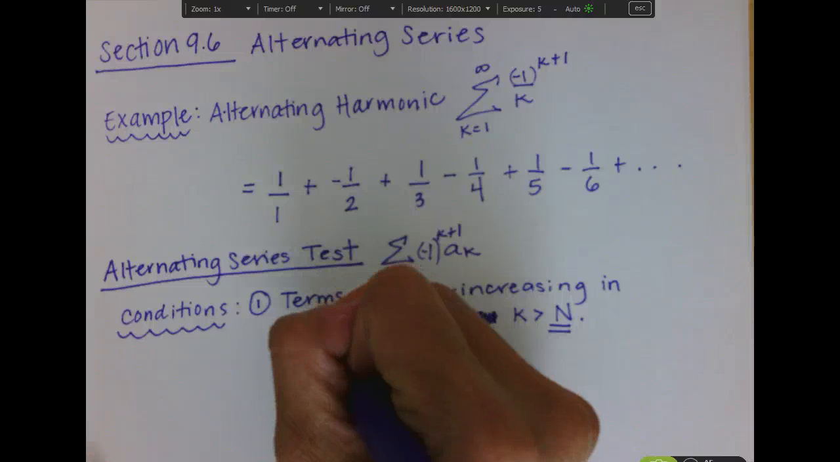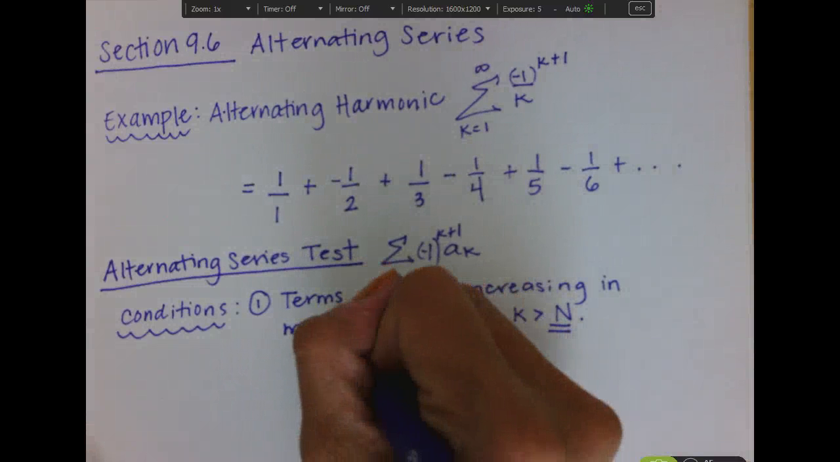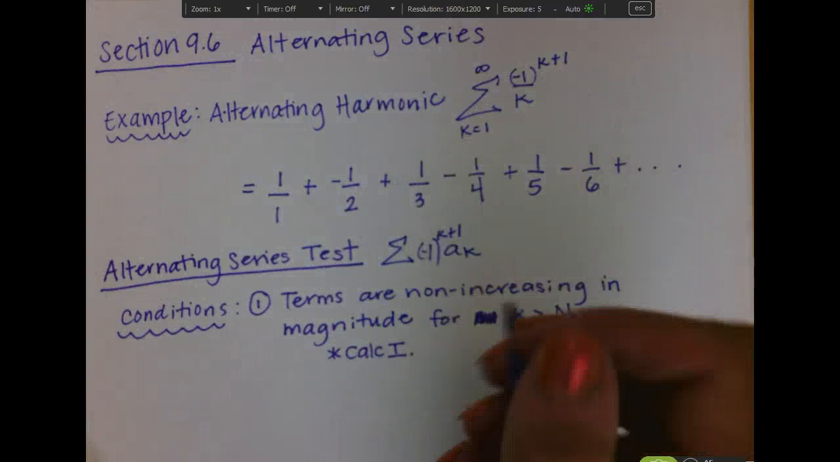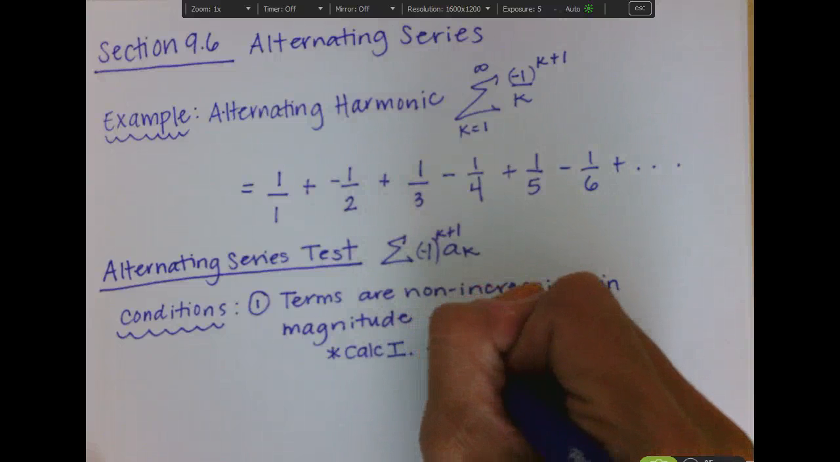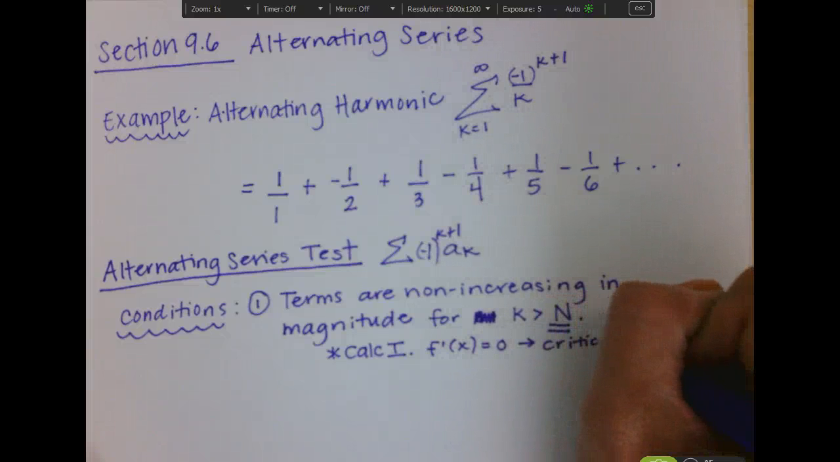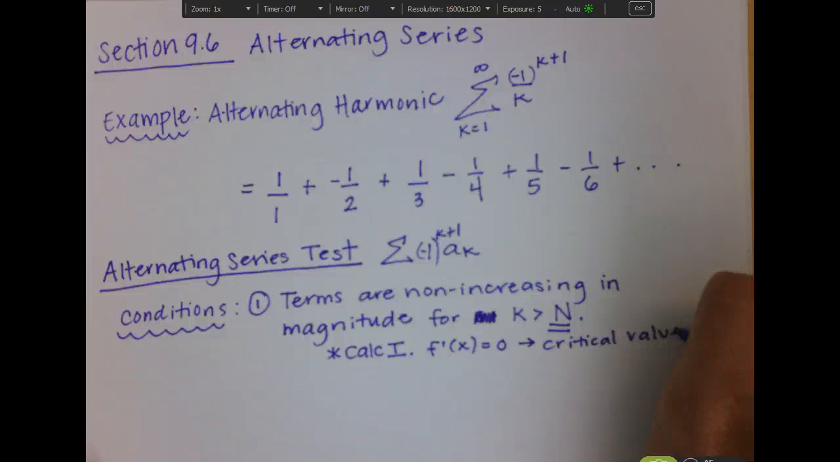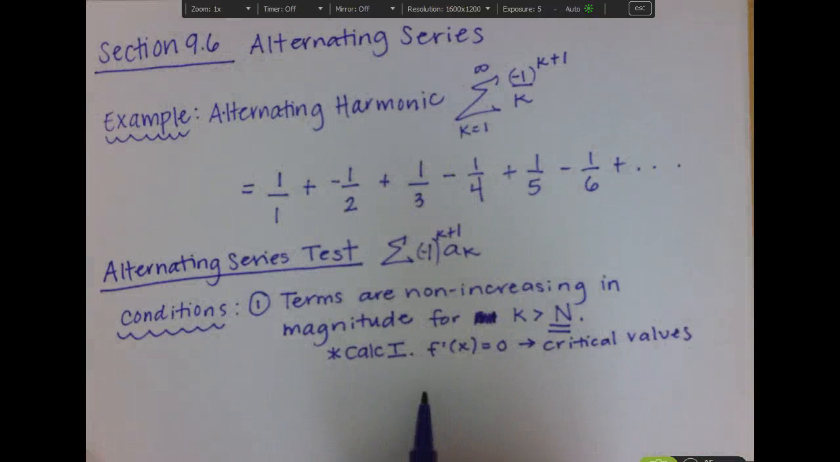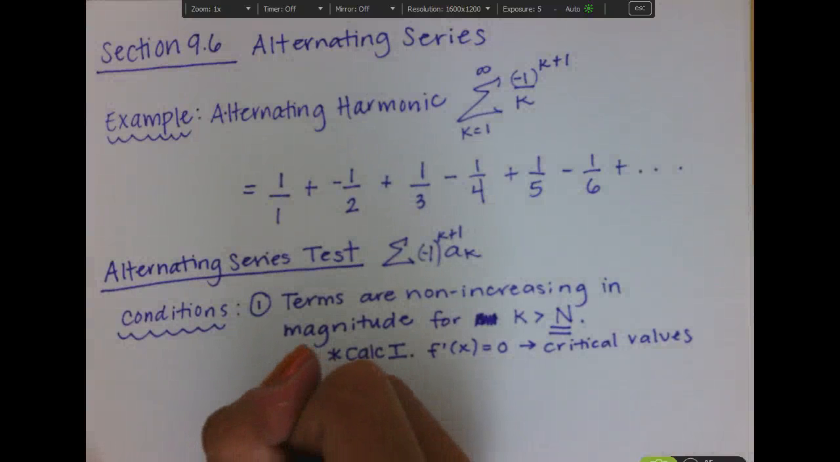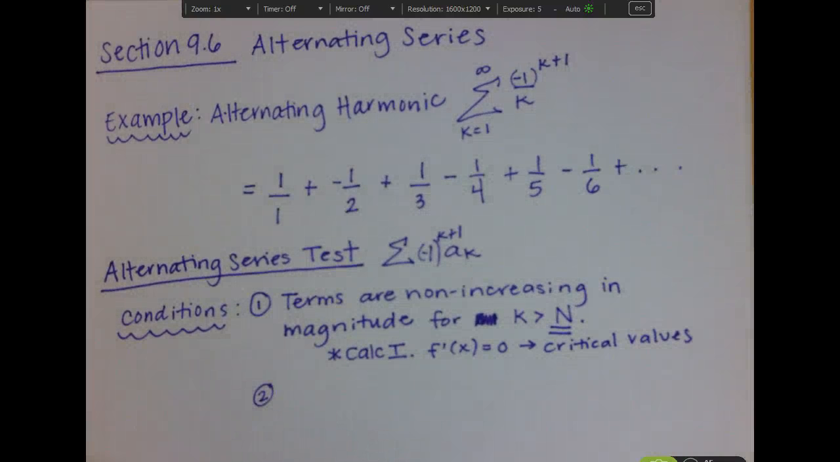In order to test that, we're going to be looking at some Calc 1 concepts where we take the first derivative and set it equal to 0 in order to locate the critical values of the function. Then we will do a test to see where the function f prime of x is increasing and where it's decreasing, and that will help us to make a conclusion about whether condition number 1 is met. It might make more sense once we do several examples.